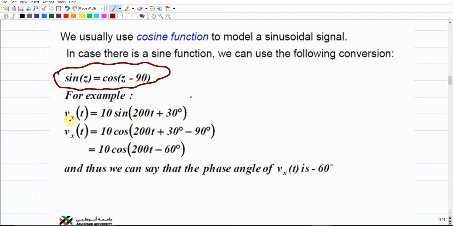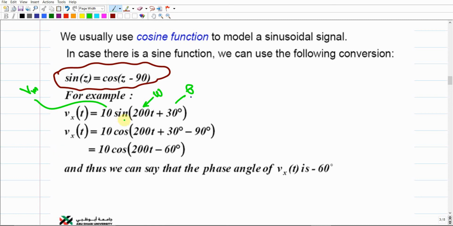So for example, if the voltage source is already given as 10 sine 200t plus 30, again remember that this 200 is omega, the angular frequency, this is the time, this is theta, which is the phase angle, and this is the magnitude, the peak. This is the magnitude or the amplitude of the voltage. This is the peak value of the voltage.